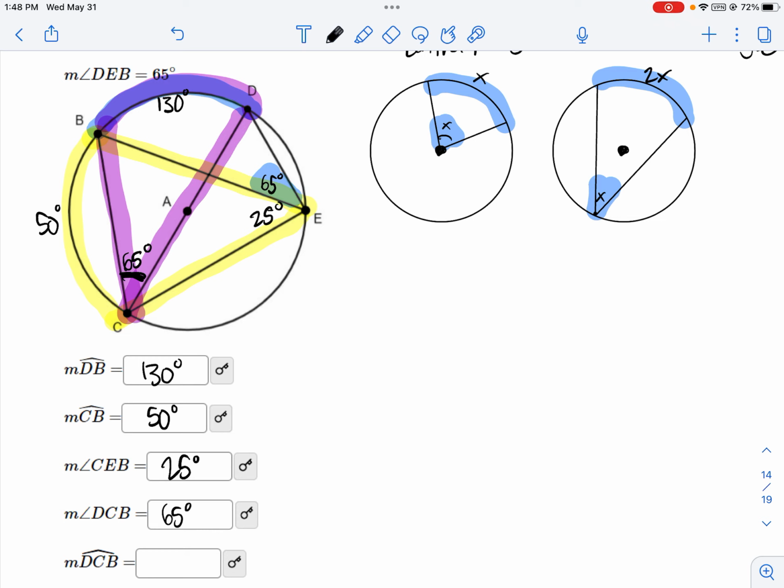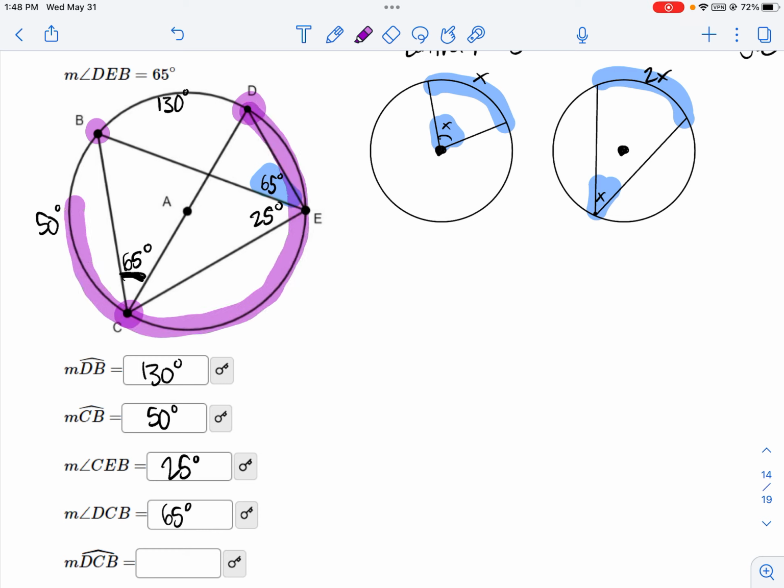And then we have the measure of arc DCB. Let me take out these highlighters, a little easier to see here. We started at D, we'll go to C next and end at B. So DCB would be that arc right there. Notice that's most of the circle. It's everything except for that 130 there. So we could take 360 and subtract 130, and that gives us 230 as the degree measure.